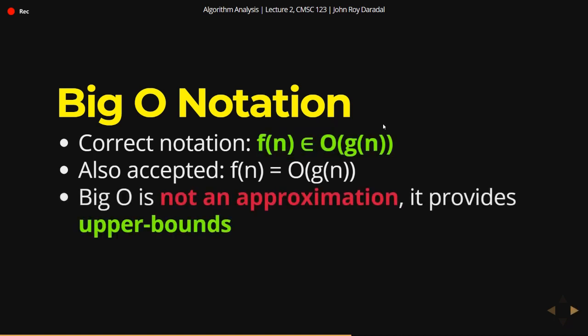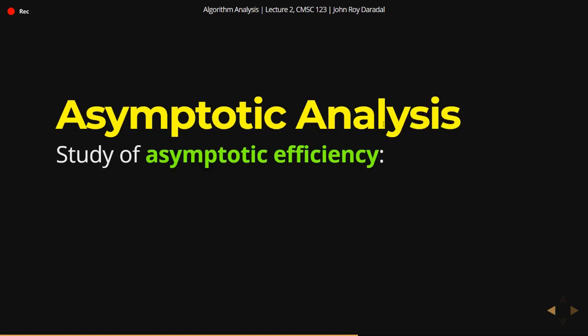So the common mistake is thinking that big O is an approximation. It's not. Okay? It only provides an upper bound. So it's an upper limit for your function, but it's not an approximation. So big O notation is actually part of your asymptotic analysis.